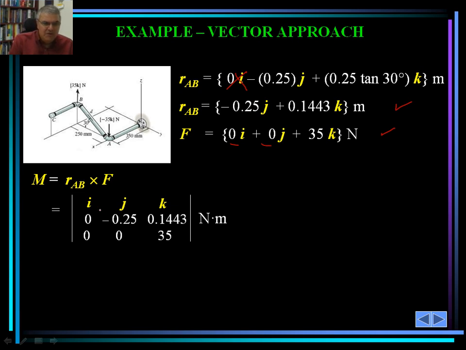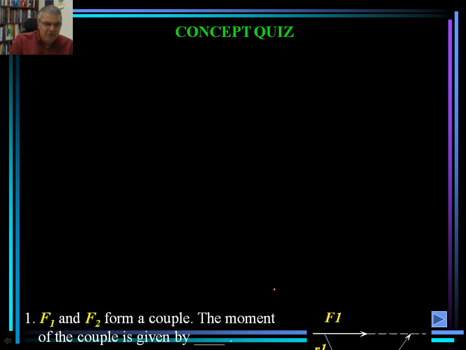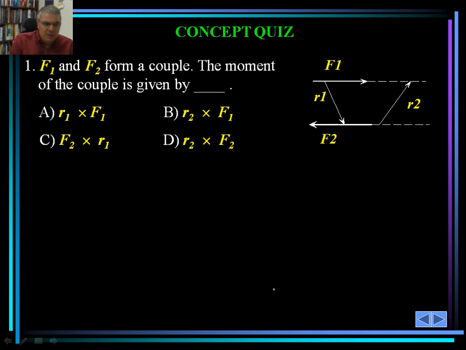We would do a cross product, R sub AB times F. As such, ijk. This is the way we've been doing it for the cross product. This is for R sub AB: the i component, j component, k component. And this is for ijk. This is actually for the force. As such, we take the determinant of this matrix, and many of the terms turn out to be 0. So the end result would be that.